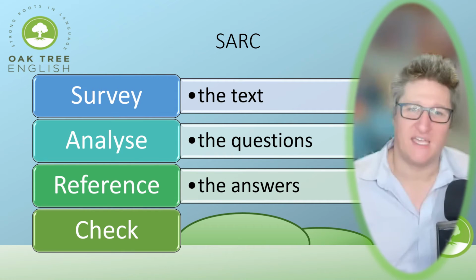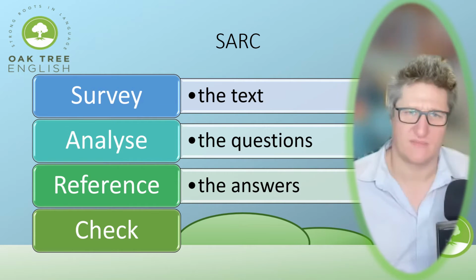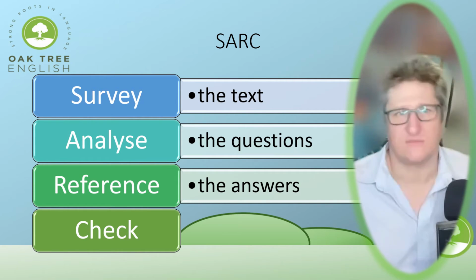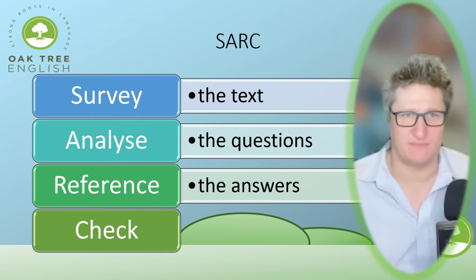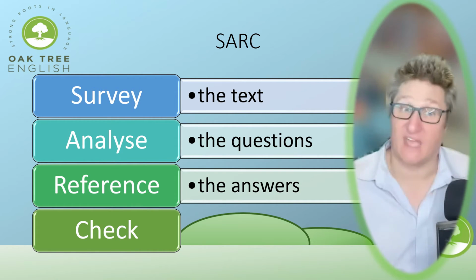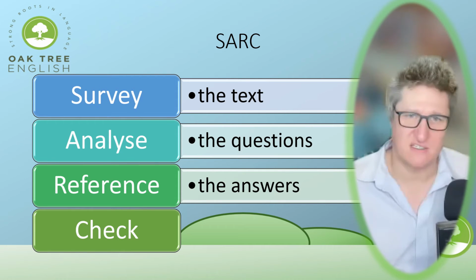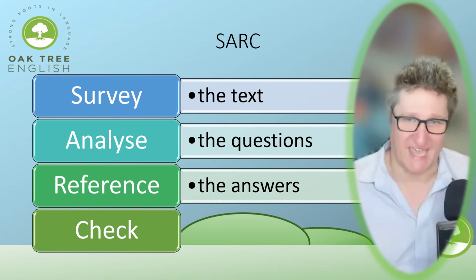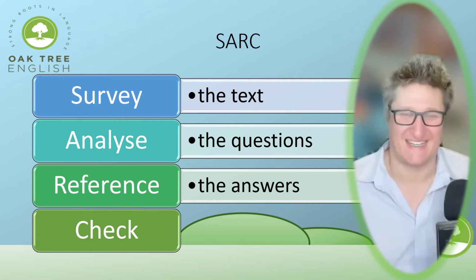You let your eye pass over the text looking for names, places, dates or keywords. Your survey should have let you know the area of the text most likely to have that information. When you find the answer to the question that you've analysed, you write it down from the text, hence reference, and you move on.